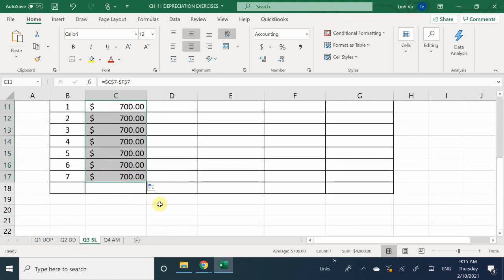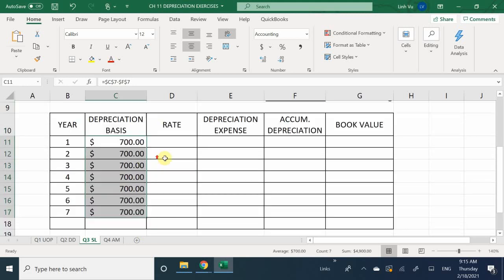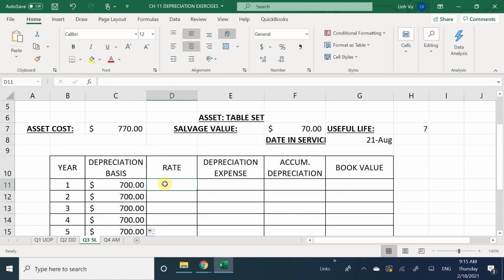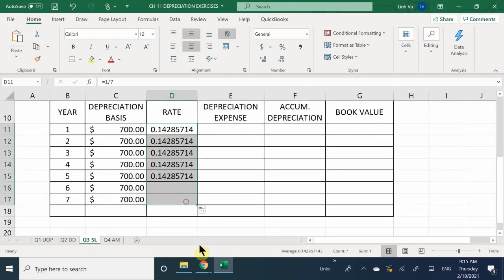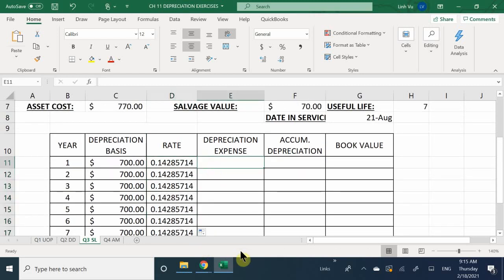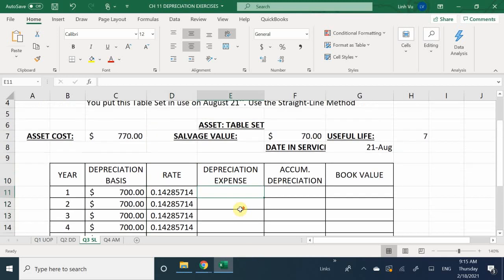All right. What about the rate? How do you solve for the rate? One divided by useful life, 7. So 0.14. Good. And of course, same thing here: we can assume that the rate is going to stay the same as well. The only thing that we're solving for is depreciation expense.